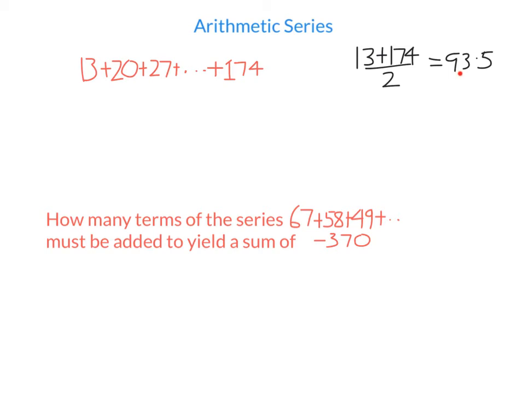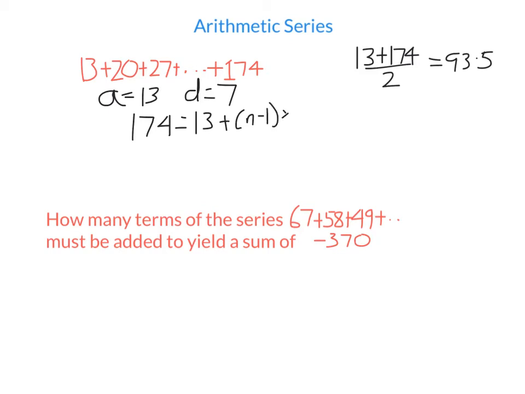Now I need to multiply this average value by the number of terms. I need to know which term this is. Is it the 20th term or whatever? Now, I know A is equal to 13, and I know that D is equal to 7. So if I want to know which term 174 is, I have Tn equals A plus N minus 1 times D. I'm going to subtract 13 from both sides and divide each side by 7. Add 1 to both sides and I get 24. This is the 24th term.